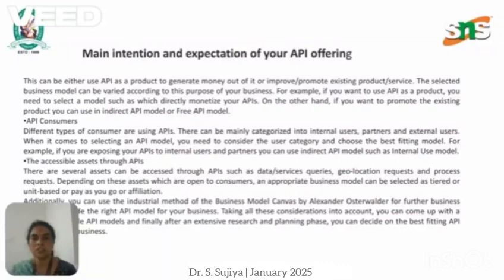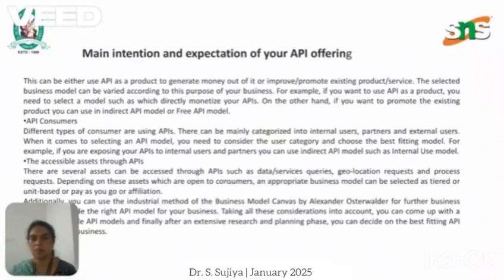The main intention and expectation of an API offering is that it can either be used as a product to generate money or to improve and promote existing product services. The selected business model can vary according to the purpose of your business. For example, if you want to use API as a product, you need to select a model which directly monetizes your API. On the other hand, if you want to promote an existing product, you can use the indirect API model.